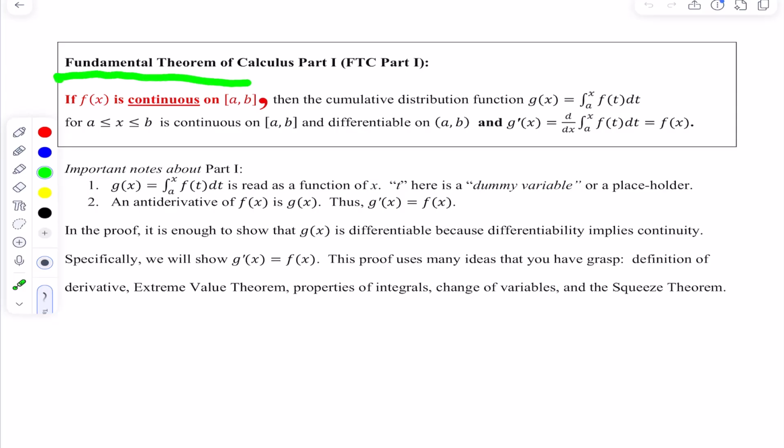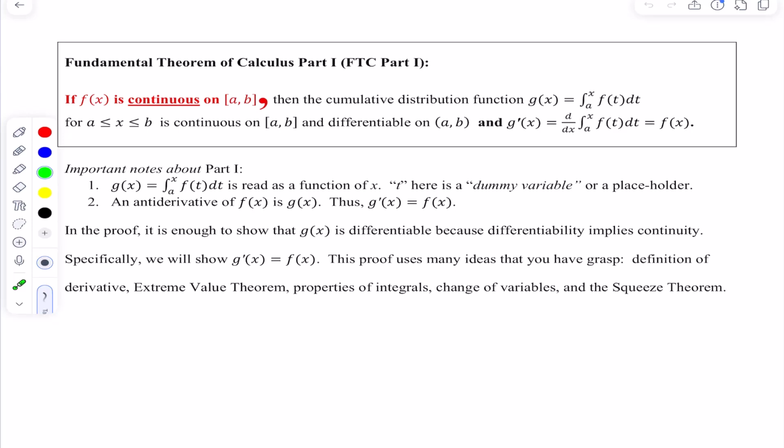The Fundamental Theorem of Calculus, Part 1. This fundamental theorem bridges the ideas from differential calculus to integral calculus. Let's begin. If f of x is continuous on a closed interval a to b, then the function g of x, defined by this integral, for x in the interval a to b, is continuous on the closed interval [a, b] and differentiable on the open interval (a, b), and the derivative of g of x is equal to f of x.